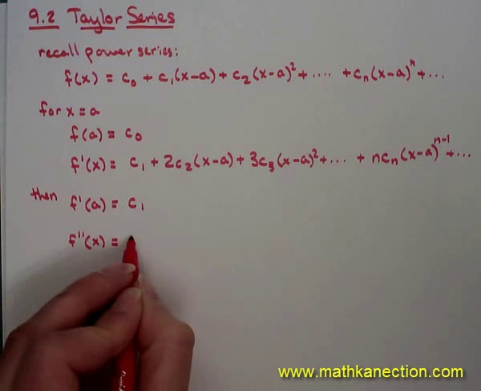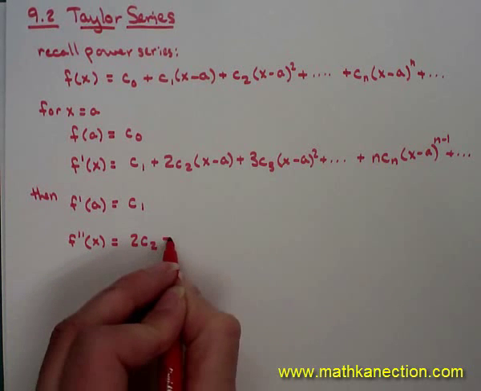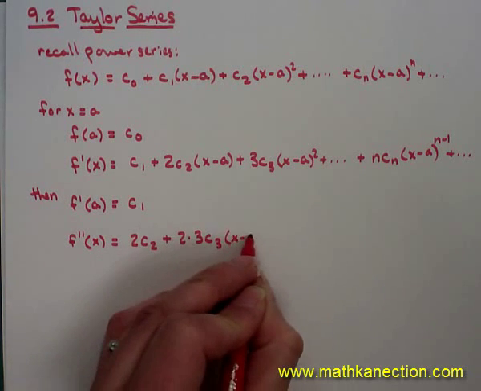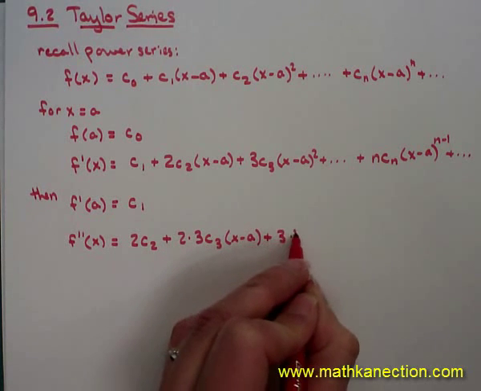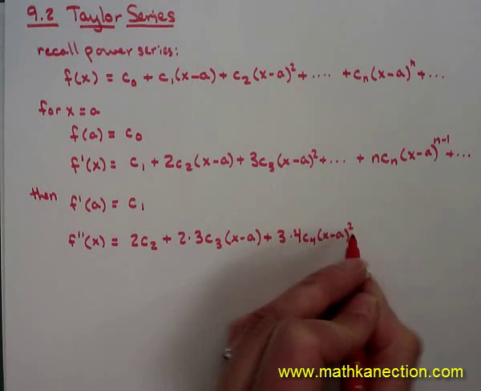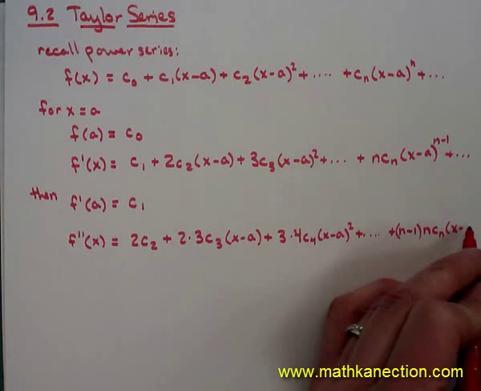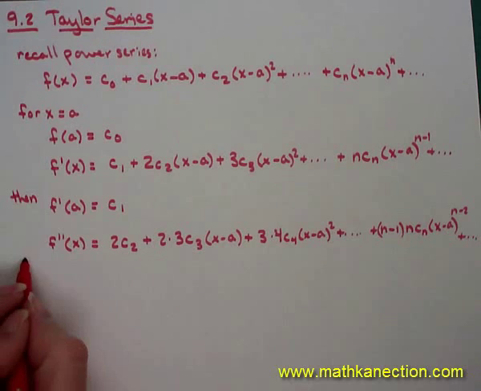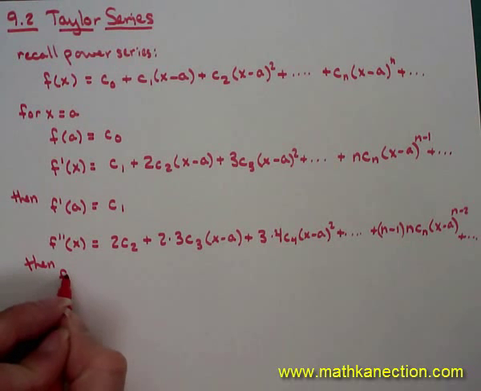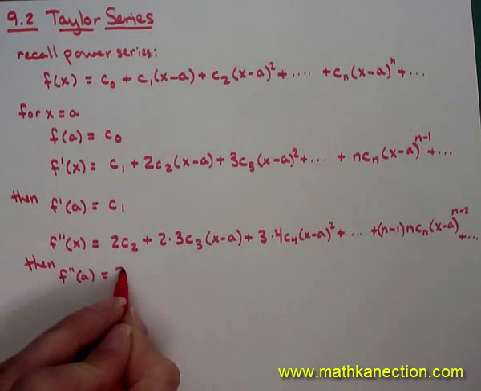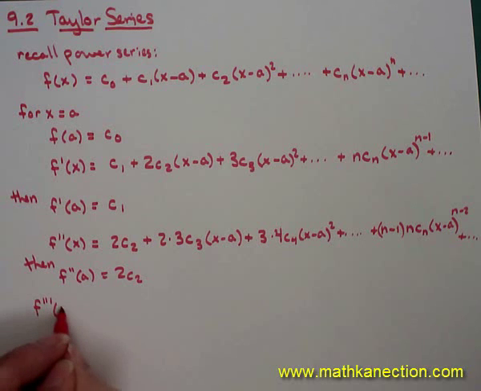Then the second derivative, which is 2 c sub 2 plus 2 times 3 c sub 3 (x minus a) plus 3 times 4 c sub 4 (x minus a) to the second plus all the way to (n minus 1) times n c sub n (x minus a) to the n minus 2. And then substituting in the value of a, the second derivative at a is 2 c sub 2.